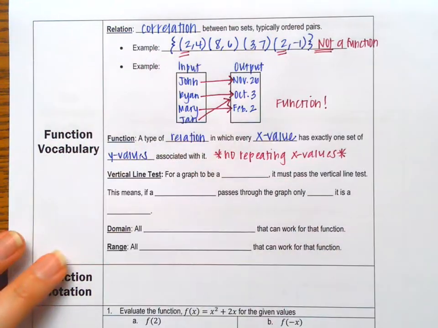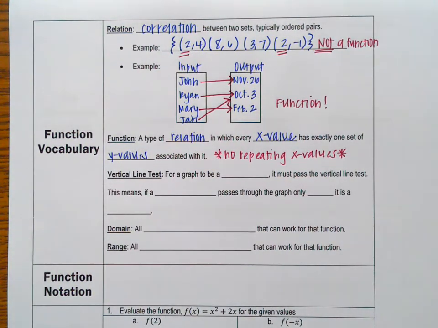Now, most of the time, we're not dealing with people and birthdays in this class. We're just dealing with numbers. So really, you're just recognizing the ordered pairs. If there's a repeating x, then it's not a function. If there's no repeating x's, it is a function.